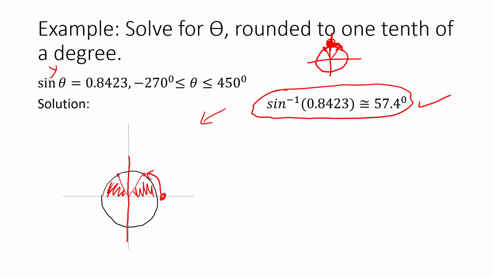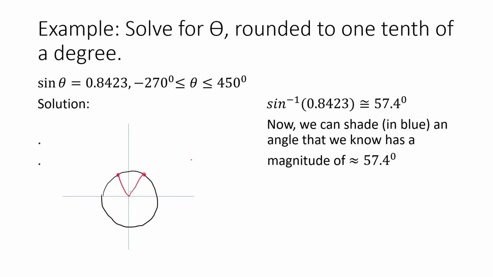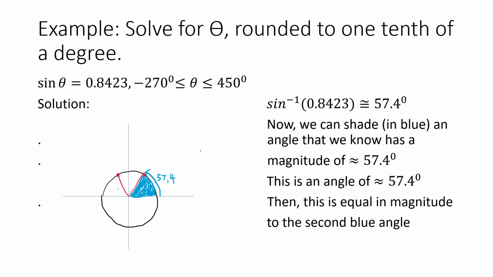Remember, the positive x-axis is 0. Counterclockwise is positive. So that's about 57.4 degrees. I can believe that. I'm happy with that. And so we can say that in blue there, we've just drawn an angle that's roughly 57.4 degrees. Well, since that's 57.4, another blue wedge on the other side will also have a magnitude of 57.4.